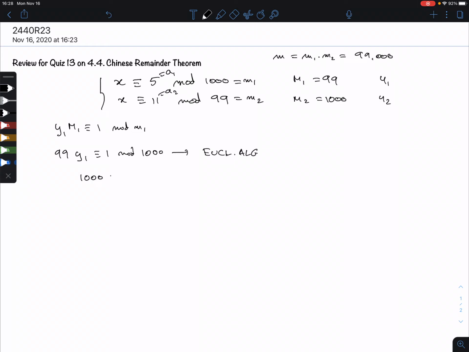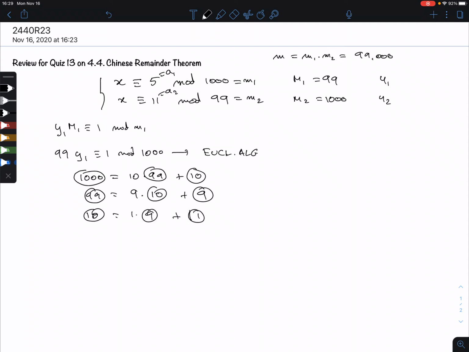So 1,000, well, that is 10 times 99, which is 990, plus another 10, right? Okay, so remember, these are the numbers that we're going to have to keep track of. Be careful, there are two tens, and one of the tens is only important because it's the remainder. Then we do 99, that is 9 times 10, plus remainder 9. Okay, so now, that's 99, then 10, that is 1 times 9, plus 1, and here is already our GCD. So that's the forward part.